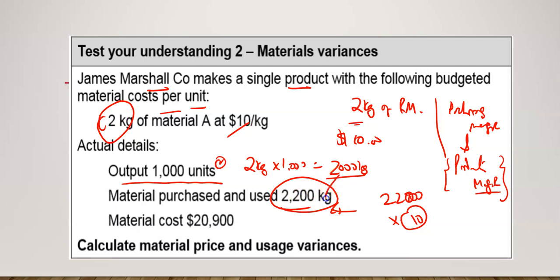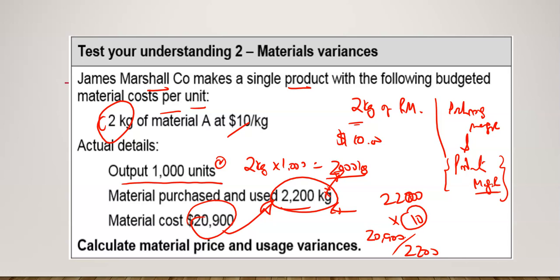This we will judge in terms of usage, but in terms of pricing, we just want to compare. We expect him to spend £10, but he spent this on buying this, so we can work out how much he actually spent on each kilogram. 20,900 divided by 2,200. I'm just thinking conceptually, but I'm going to go to the graphs in a second. 20,900.